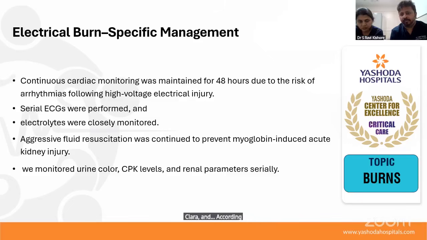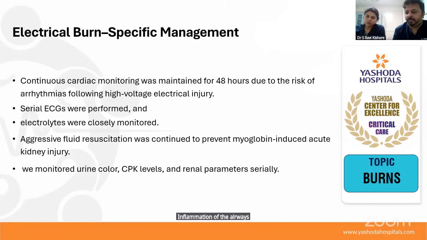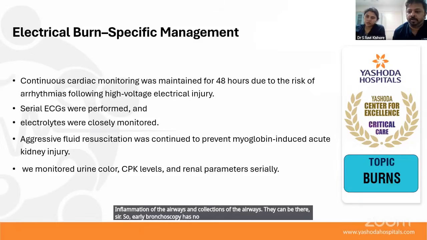According to evidence, we can do bronchoscopy, but it won't help much, sir, because early bronchoscopy looks like a normal picture only. But later, after 24 hours, there can be edema and inflammation of the airways and collections in the airways. They can be there, sir. So early bronchoscopy has no role.